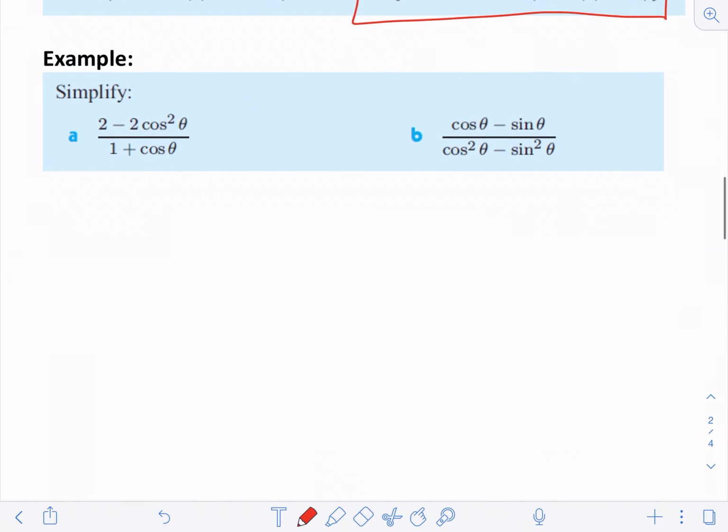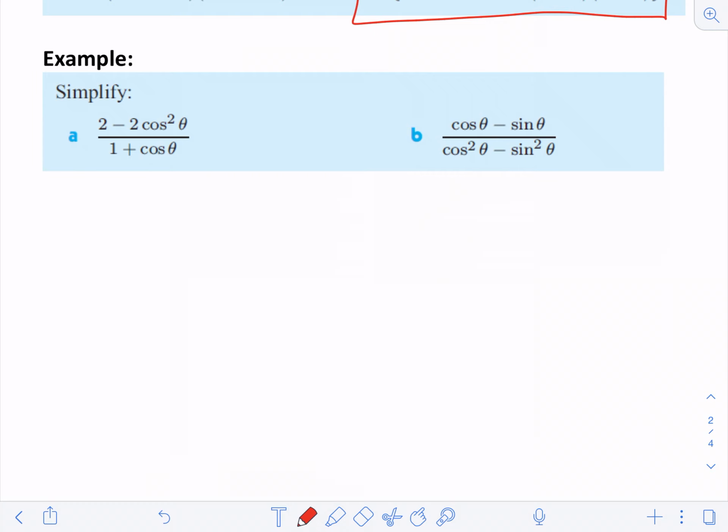So now we've got two fractions, and we want to simplify these. And the way we're going to simplify fractions, right, is you cancel out common factors between the numerator and the denominator. So that's what we're going to do here. Let's factor the numerator and the denominator and see if there are any factors that cancel.